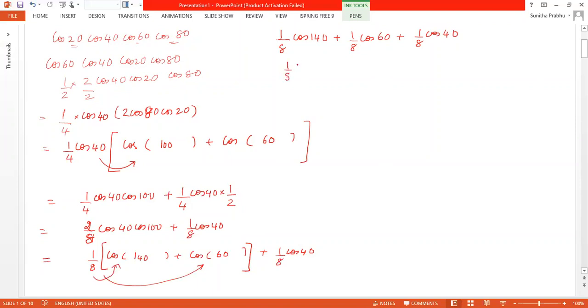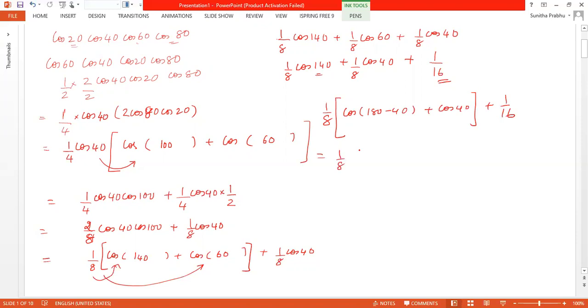So we have 1 by 8 cos 140 plus 1 by 8 cos 40. And here we are getting 1 by 8 into 1 by 2, right? That means we already have the answer here. These two we have to manipulate such that they cancel each other out, right? Yes, sir. Which one will you do? So 180 minus 40. So we say this is 1 by 8 into cos 140, you will write it as cos of 180 minus 40, plus cos 40.